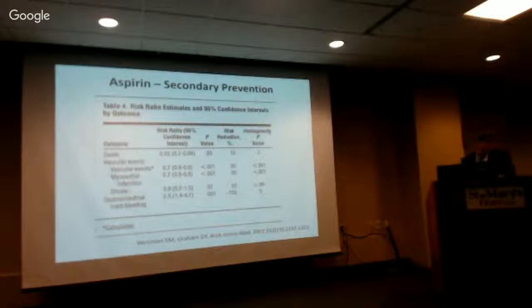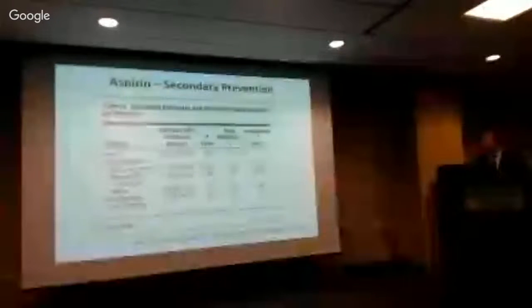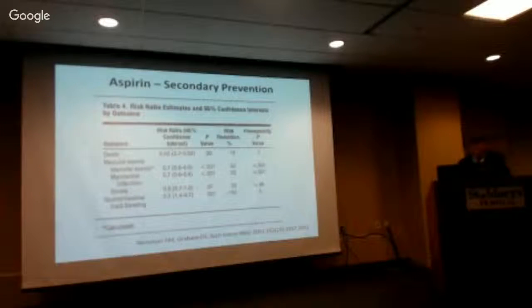This slide's from a secondary prevention trial, and this is a meta-analysis of 6 trials of using low-dose aspirin, less than 325 milligrams, 6,300 patients if you add up all the trials together. And again, a dramatic benefit to aspirin: you decrease death, and that's highly significant. You decrease vascular events, you decrease myocardial infarction, you decrease stroke, all of those by about 30%.